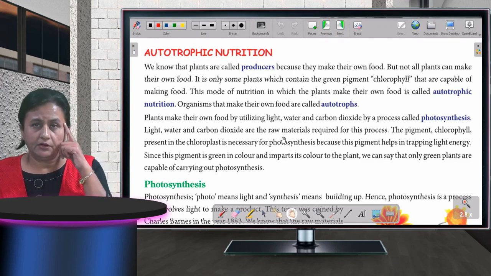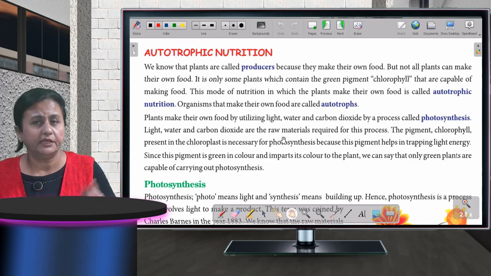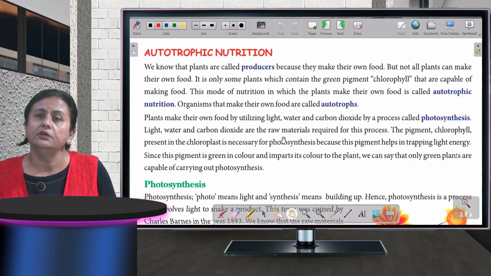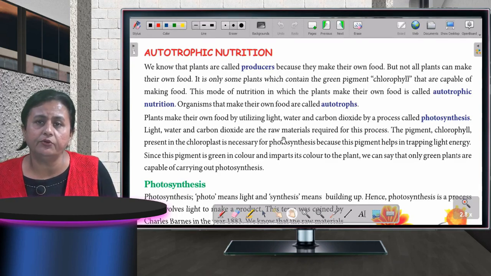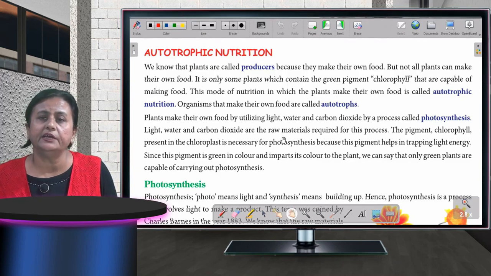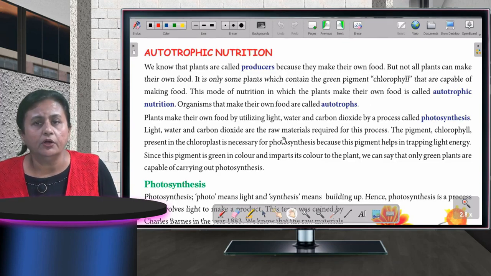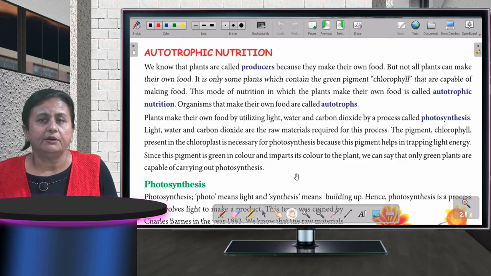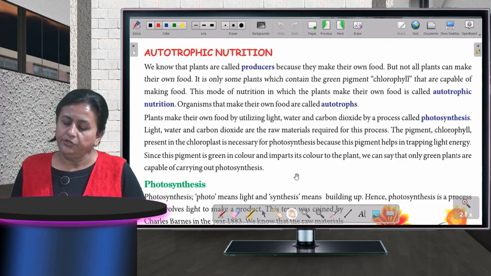You must have a question in your mind: even we as human beings make our own food, no? No, children. We do not fall under the category of autotrophs. We come under the category of heterotrophs, because whatever we are eating, we are getting the products either from plants or from animals. So we don't have autotrophic nutrition. We come under heterotrophic nutrition. Only green plants come under the category of autotrophic nutrition.